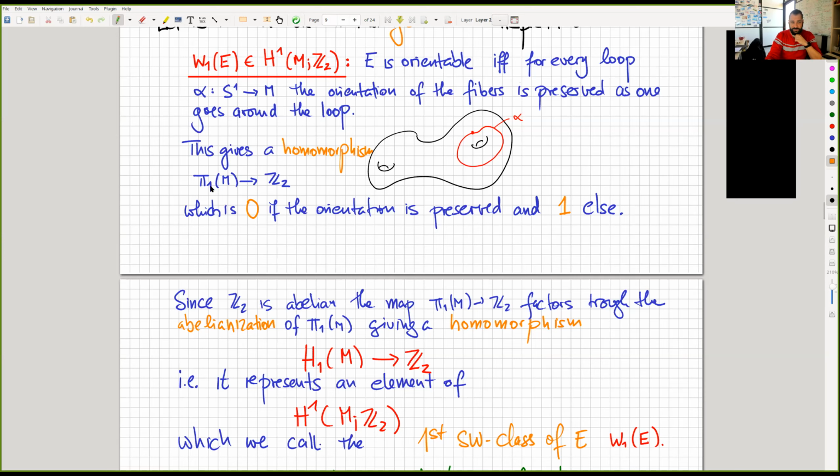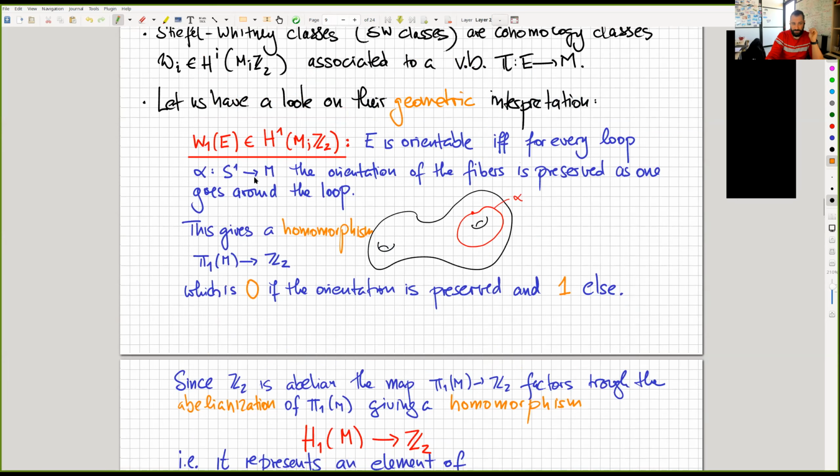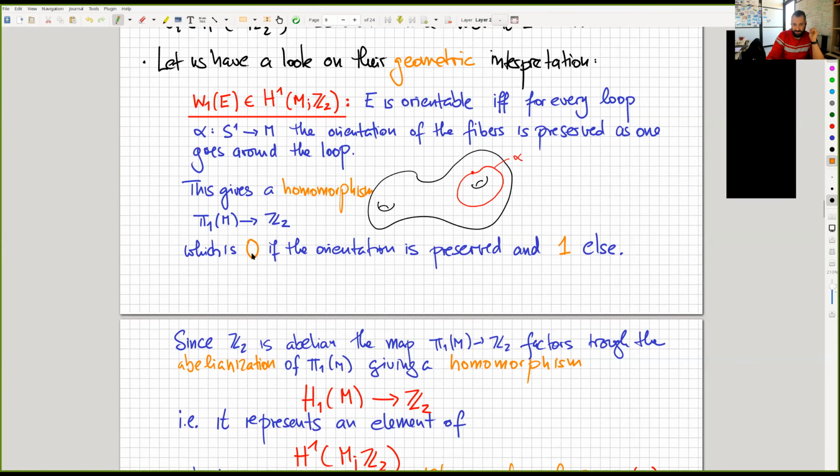So this gives a homomorphism in that way that, of course, if you have a loop and you go to a homotopic loop, the same thing should hold for the homotopic loop, right? If you go once around, the orientation flips. This should hold for every loop which is homotopic to alpha. And thus this produces a map from here to here, which is a homomorphism. And this homomorphism just assigns 0 if the orientation is preserved under the homotopy class of the loop, or 1 if it's not preserved. This gives a homomorphism here.